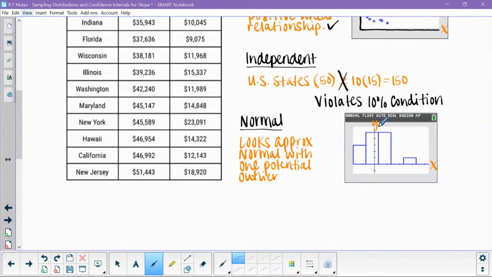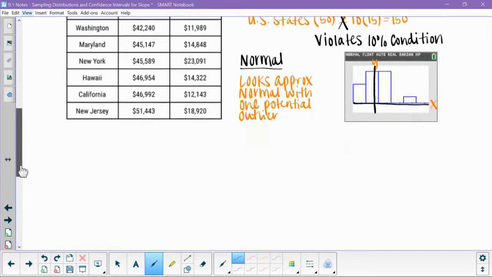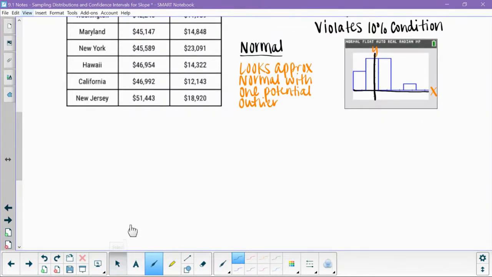So again, if I were you, I would just sketch my XY axis and do my best to kind of simulate where my histogram bars are. I always make a little note, looks approximately normal with one potential outlier. It seems to be New Jersey is our outlier. It's a little bit higher than everybody else. So we've got LINE, the next one is E, and that's going to be our equal standard deviations.